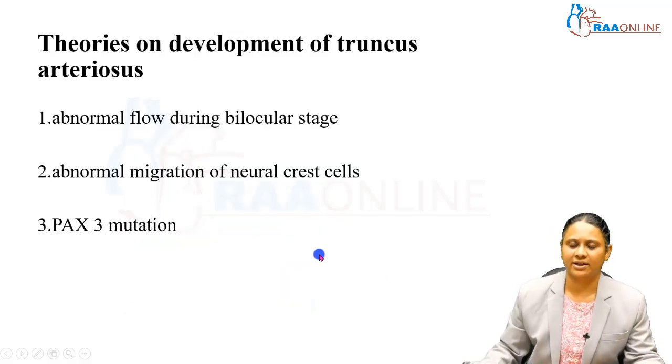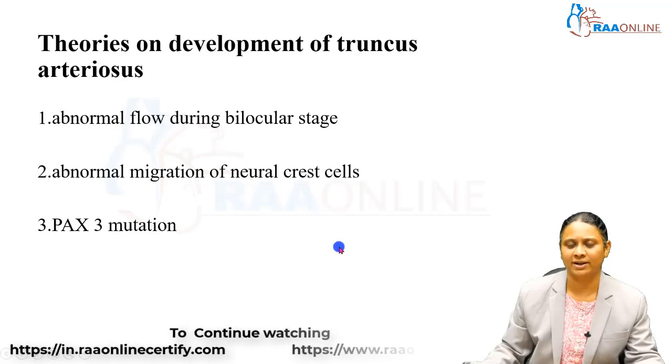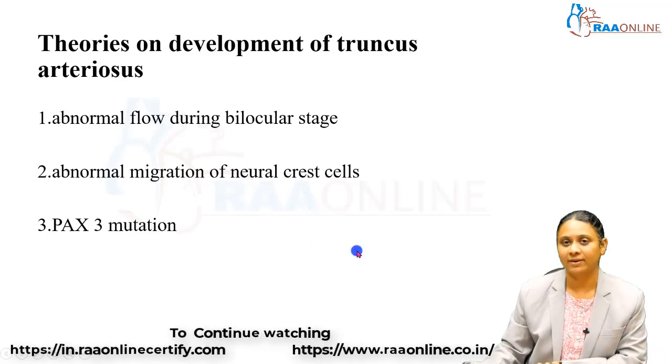How does truncus arteriosus develop? The embryology: there are multiple theories, three very famous theories. One, abnormal flow from the vena cava, SVC and IVC, streaming during the bilocular stage, resulting in failure of development of the spiral septum. Second is abnormal or absent migration of the neural crest cells, which are responsible for formation of the spiral septum. Third is the PAX3 mutation, which is responsible for migration of the neural crest cells forming the infundibular, bulbar and truncal septum.